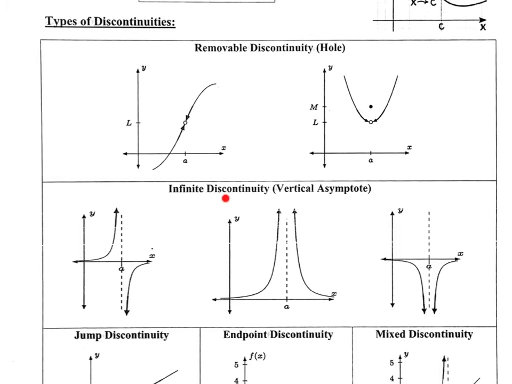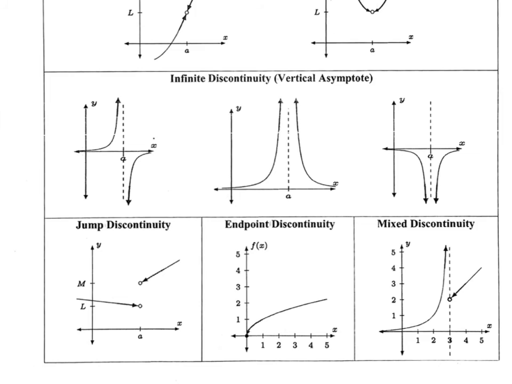Then we have infinite discontinuities, which are vertical asymptotes. Here are 3 examples of vertical asymptotes. Let's do the tracing test. We're tracing here, we go up. Now we have to jump over the discontinuity to get to the other branch. Trace. Same thing here. We're tracing this branch, jump over the discontinuity, and we're coming back down, okay? So we have holes, we have vertical asymptotes.